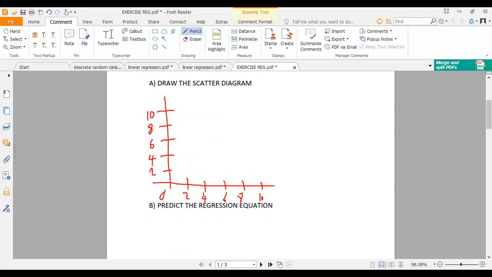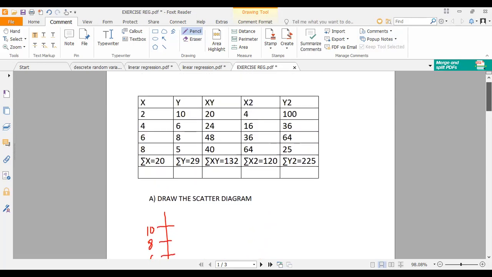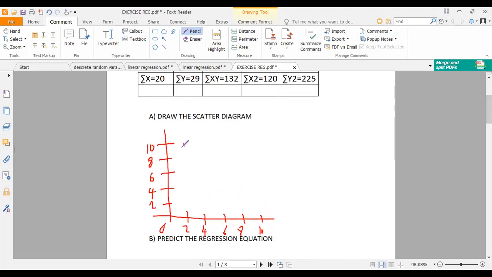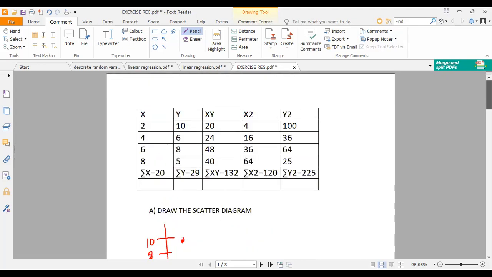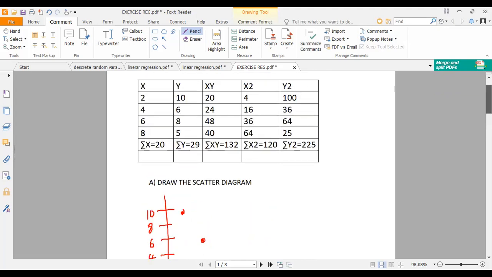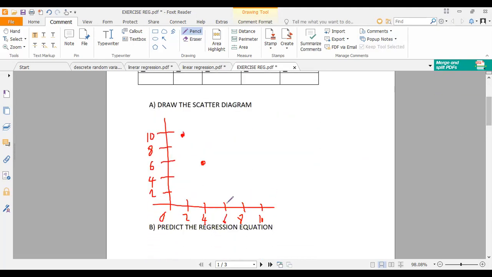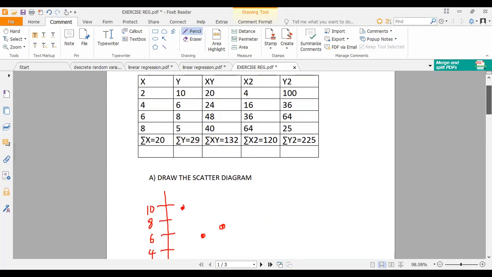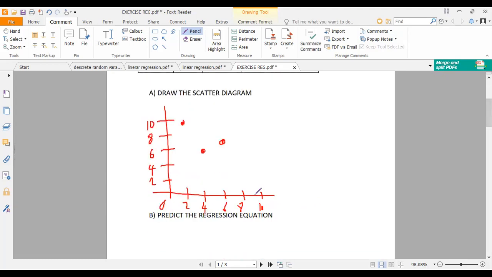So what are the first coordinates we have? 2, 10. So 2, 10 somewhere here. Next. 4, 6. Here. Next. 6, 8. Here. Next. 8, 5.